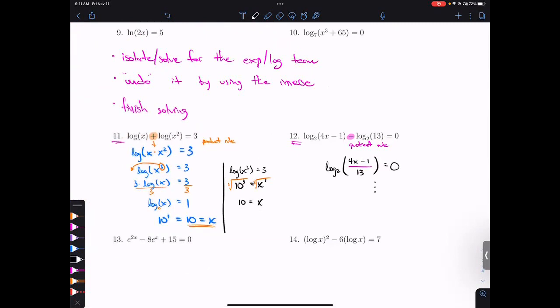Okay, so that's something to look out for, especially if you see more than one log term in there. You can use those properties to combine things so that we can do the isolating, or the solving for the log term part, that way.